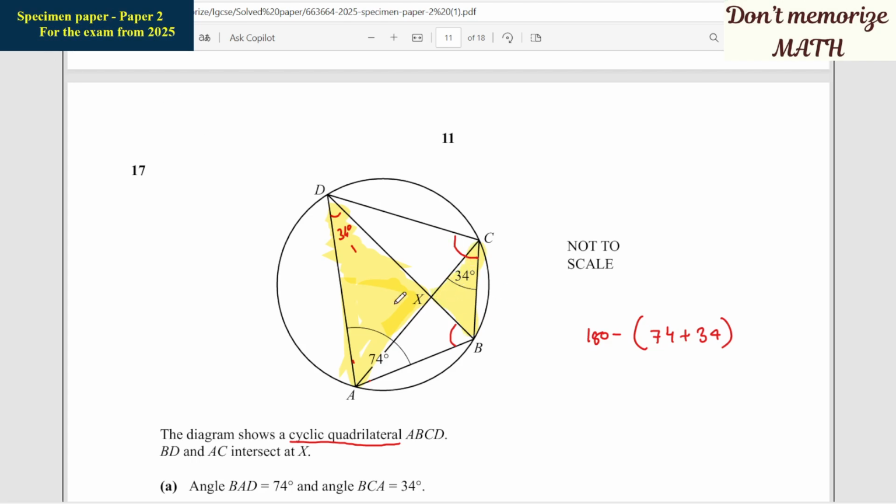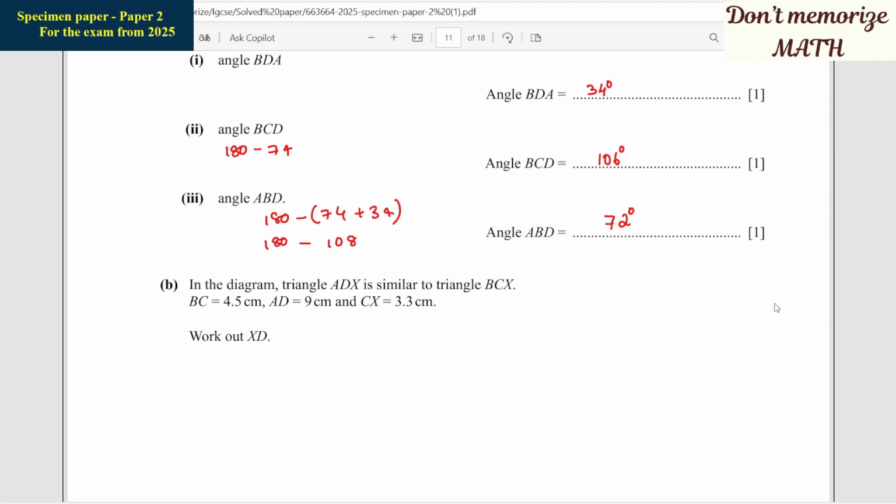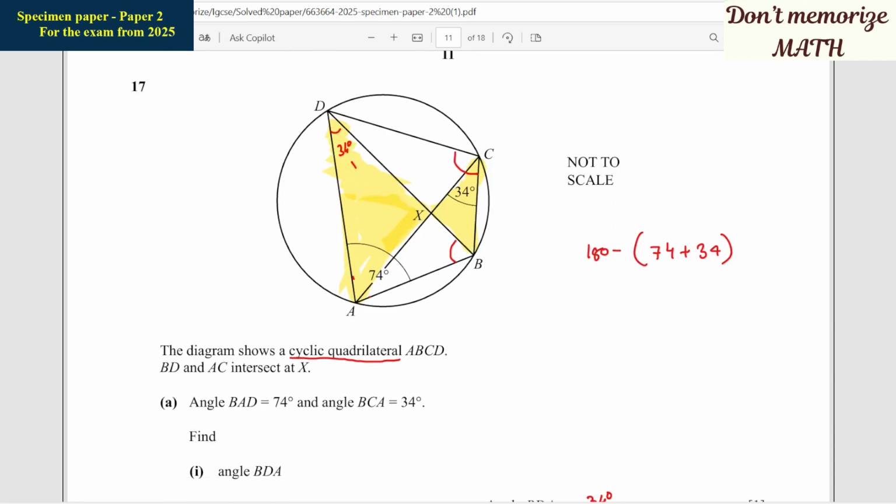What do you mean by similar triangles? Similar triangles means corresponding angles will be equal; they will have the same angles. The next property is the ratio of corresponding sides will be equal. So here they have given BC is 4.5. We will mark all the angles.